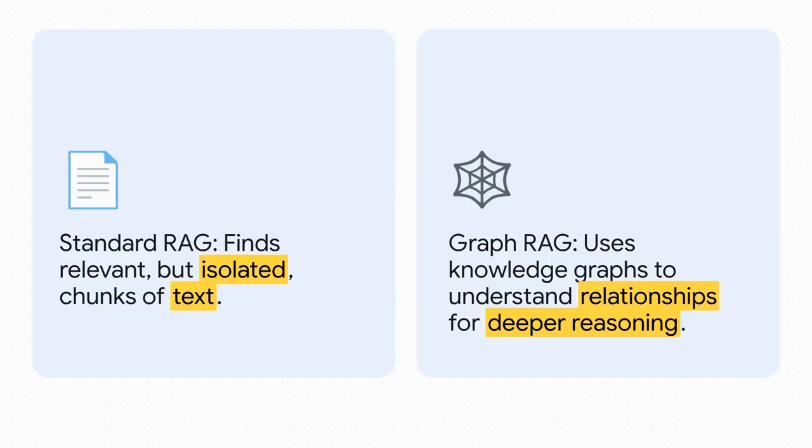And then there's another fascinating twist, Graph RAG. Standard RAG just finds isolated chunks of text, right? Well, Graph RAG pulls its information from a knowledge graph. What's so cool about that? It means the system doesn't just understand individual facts. It understands the relationships between those facts. And that unlocks a much, much deeper level of reasoning.